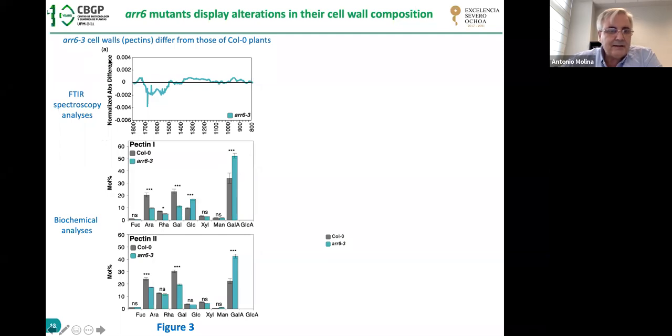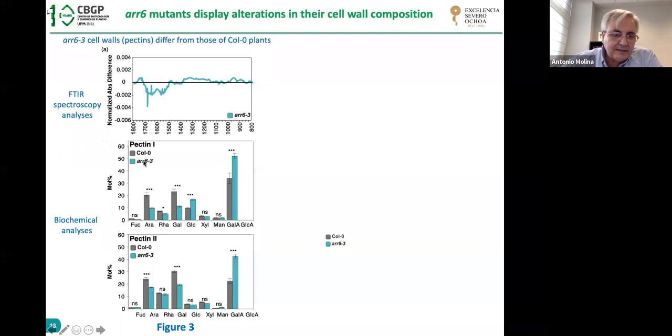For example, here in the upper part, in the A panel, you can see figure 3 of the paper, the comparative analysis by Fourier transform infrared spectroscopy. In this graph, we are comparing the wild type and the mutant. Basically, the black line corresponds to the wild type values, and we are subtracting from this the values of the cell wall from the mutant. And you can see here some areas where the absorbance differs from the wild type plant. This area of absorbance in FTIR has been described to be related with lignin and homogalacturonan, that is one of the components of the pectins.